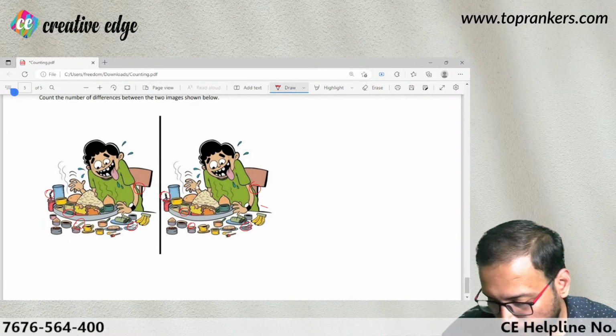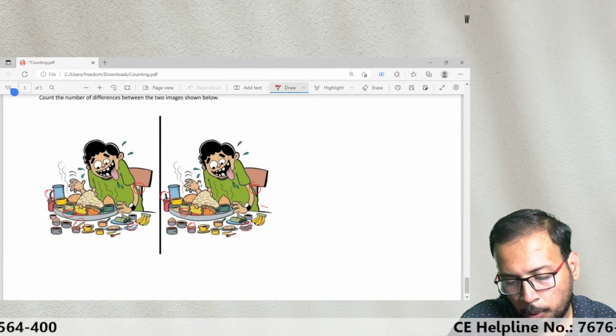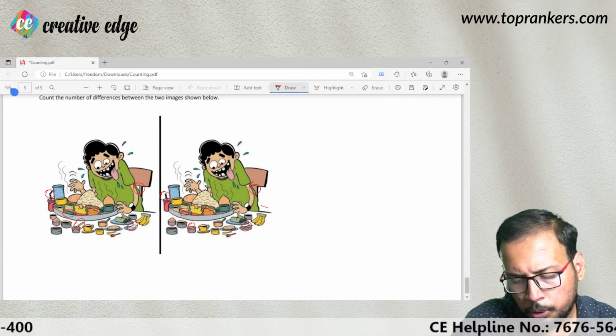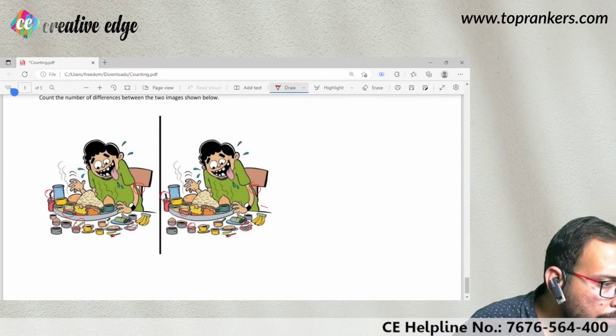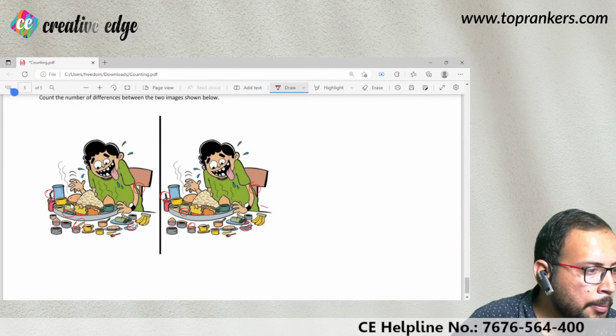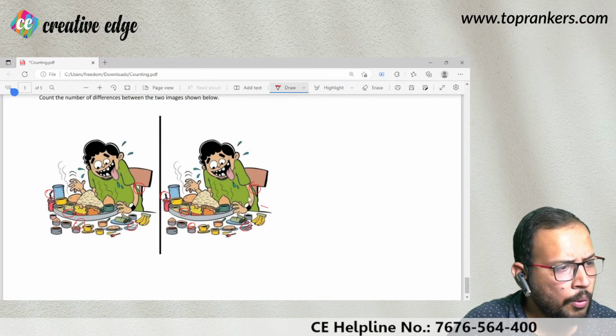Akanksha is बोली it is 7. ठीक है? So Comedy Hub is also saying 7. Shantaram is also saying 7. So can you tell me which one I am missing in this figure? मैंने 5 difference बच्चों find out किए. 1 2 3 4 5.